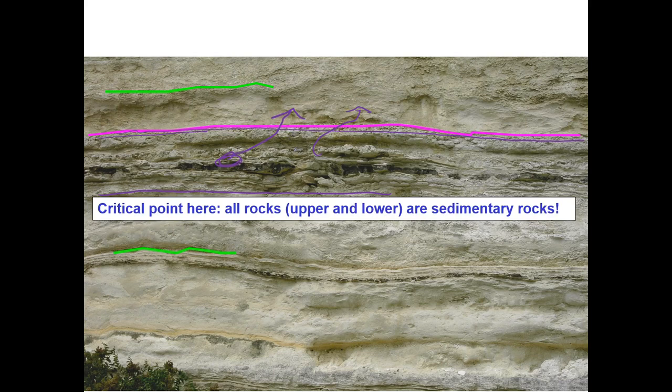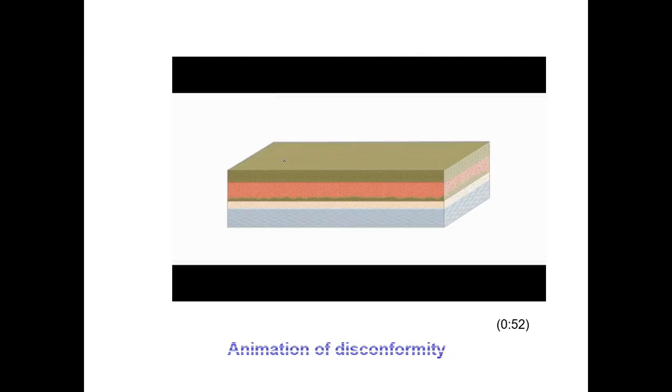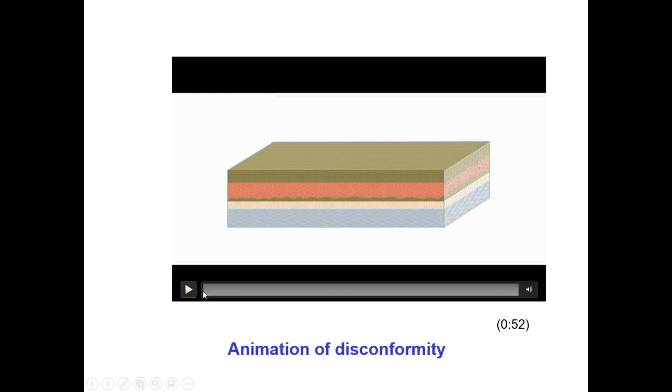So critical point here, all rocks, upper and lower, are sedimentary rocks. When you have sedimentary rocks on top of sedimentary rocks of the same angle, there's no tilt or angle difference between the layers of deposition. That means that's a disconformity. So here's a disconformity. I'm going to try to play this. Hopefully it's loud enough to hear.